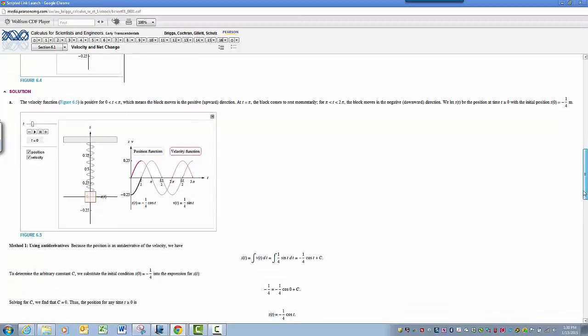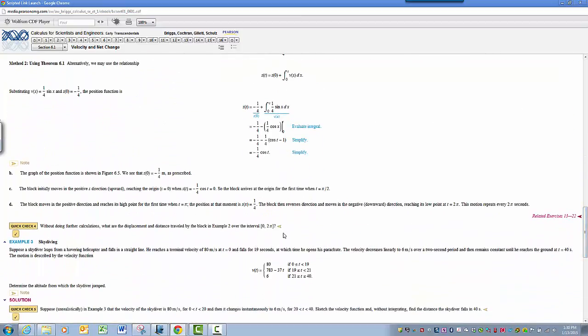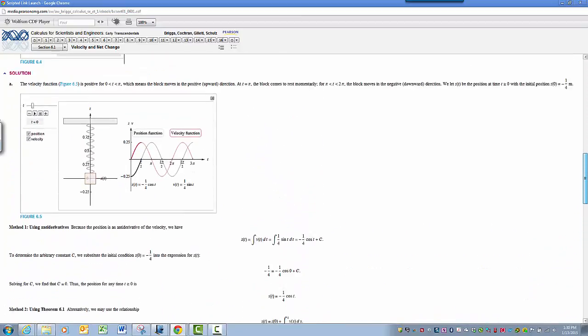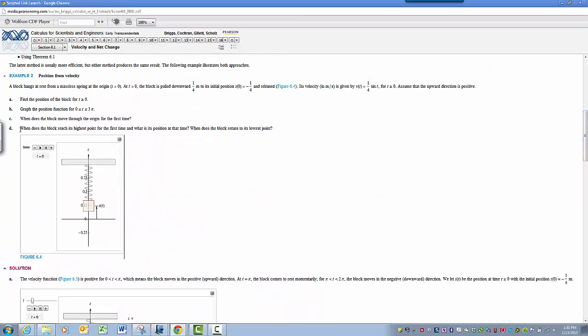If you go ahead and look down here at the solutions, we see that the block initially moves in the positive direction, and it reaches a position of 0 when the time is pi over 2. That's exactly what we just said. Okay, let's go back and answer the last question. It says, when does the block reach its highest point for the first time, and what is the position at that time? Well, clearly the block reaches its highest point right here at 0.25.